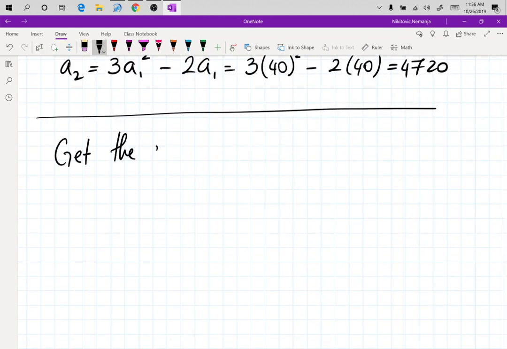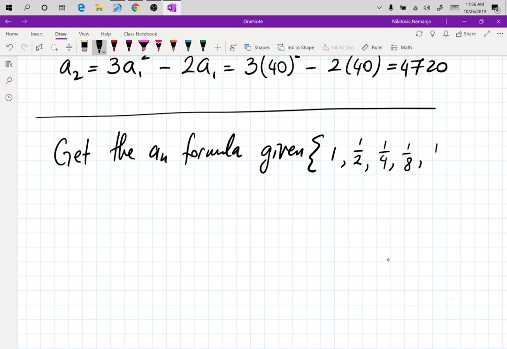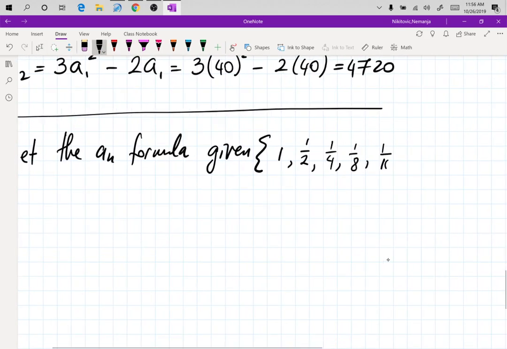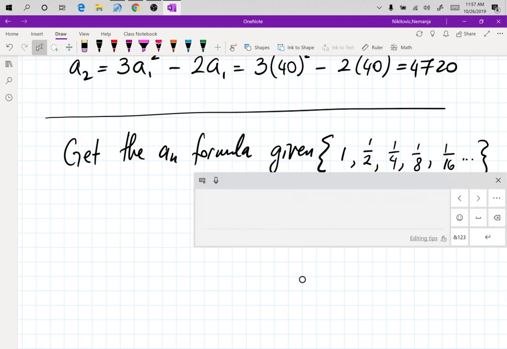Get the AN formula given, and here is the sequence. So we will start with 1, 1/2, 1/4, 1/8, 1/16, three dots, goes forever. Make sure these curly brackets look half decent.